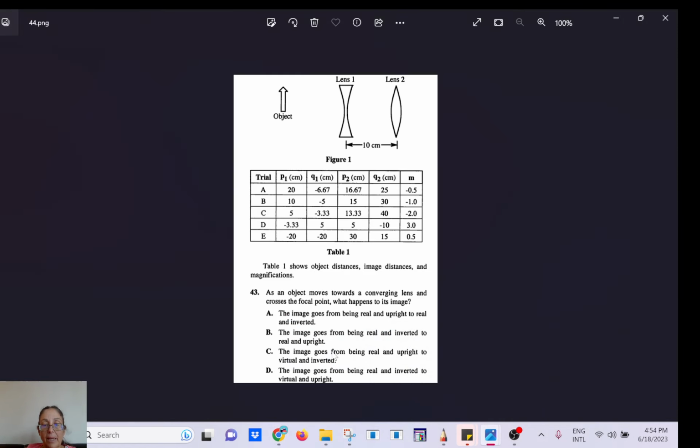So it's not A, from real and inverted to real and upright. No, the image goes from being real, upright to virtual, inverted. No, the image goes from being real, inverted to virtual and upright. Yes, so the answer is D.